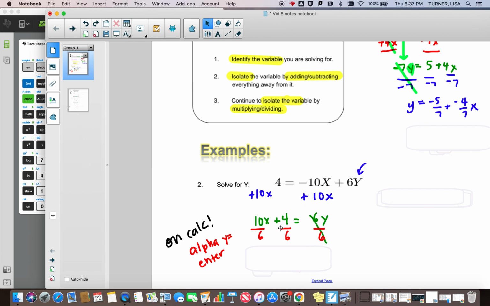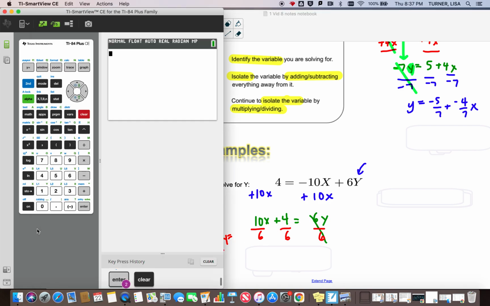But I need to make sure that it needs to be reduced. Let's just say that. All right, so I'm going to do alpha, y equals, and I'm going to hit the enter to get my fraction. I'm going to do 10, and I'm going to hit the down arrow, and I'm going to do a 6. Do this with me.